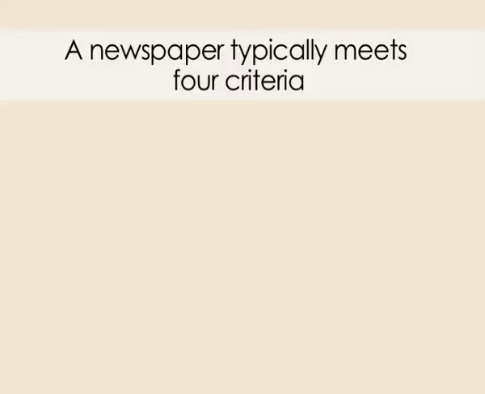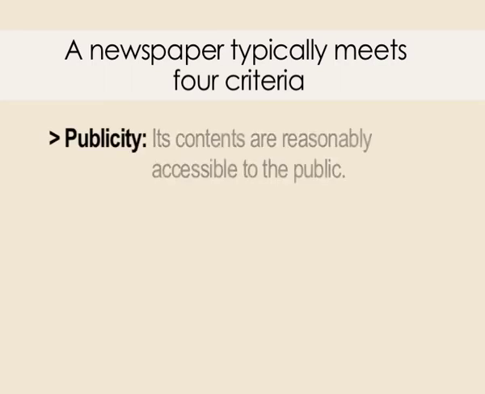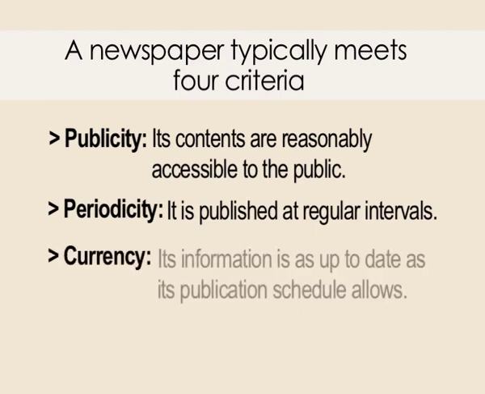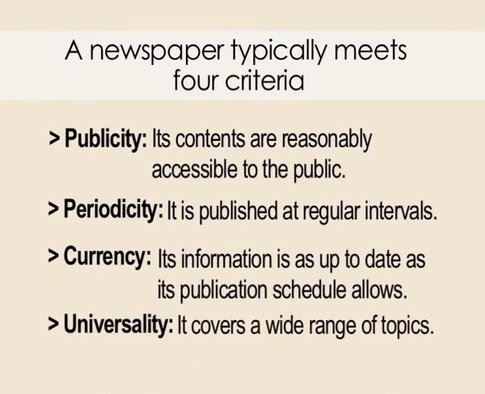So a newspaper, as we understand it or as we are studying it, has to meet four criteria. These four criteria are publicity, because it is accessible to the public. Second is periodicity. It is published at regular intervals. It could be a daily, it could be a weekly. Third is currency, because it is current in the sense it is up to date, it is absolutely fresh. And the fourth is universality. It covers a whole lot of topics, which is why it is universal in nature.